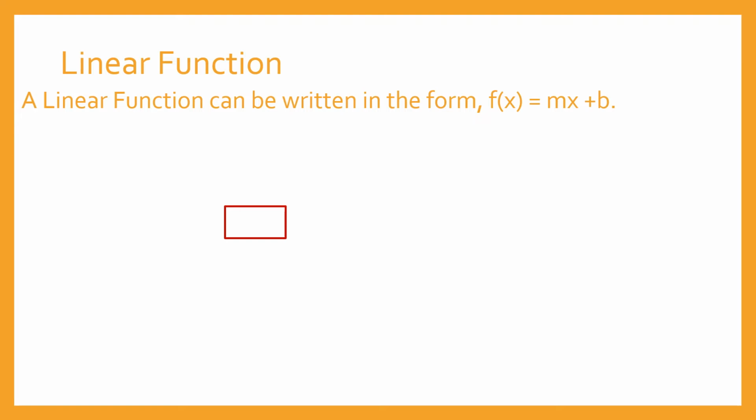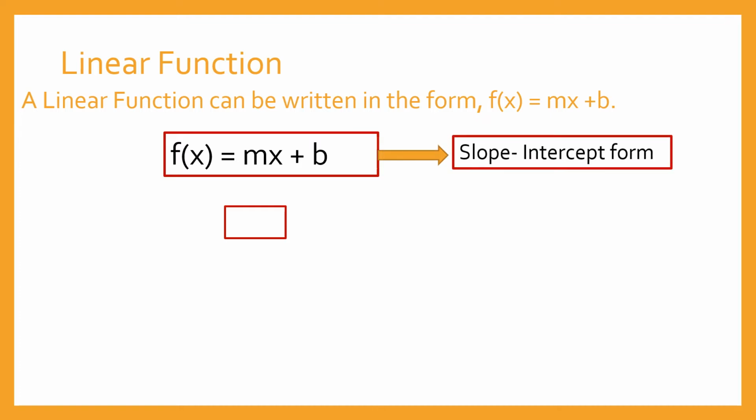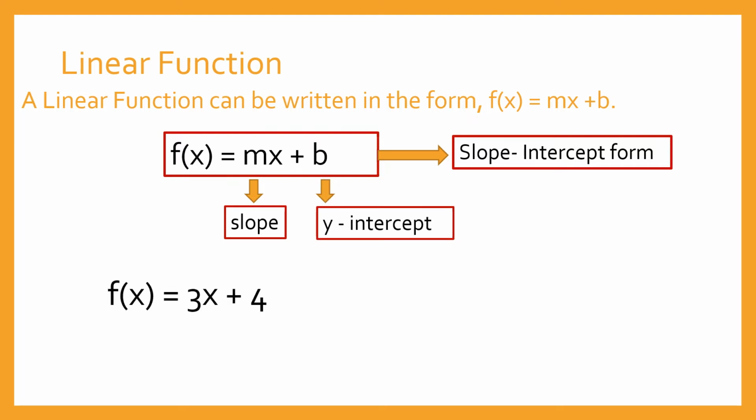Now, a linear function can be written in the form f of x is equal to mx plus b, and that is what we call the slope-intercept form. Here, m is what we call the slope, and b is what we call the y-intercept. Now, if I have f of x is equal to 3x plus 4, here m, the slope, is equal to 3, and b, or the y-intercept, is equal to 4.